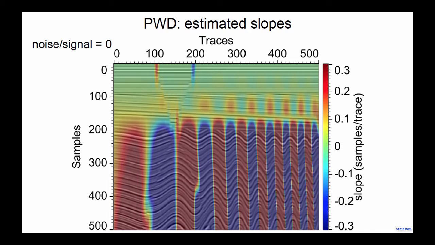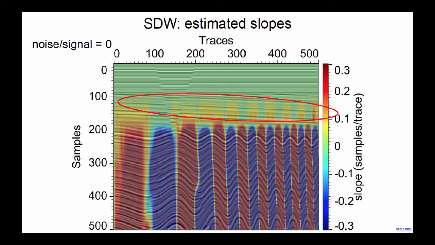The same holds true for the plane wave destructor method. However, just above the unconformity, we have some slope artifacts here. And we see similar artifacts across the fault in the upper portion of the image. For the smooth dynamic warping method, once again, we have smoothing across the unconformity, and we have similar errors just above that as compared to the plane wave destructor method. However, for the faulted region just in the upper portion, we don't see the same artifacts.